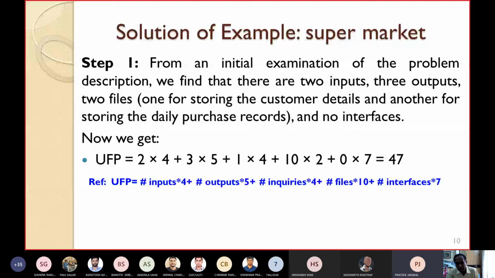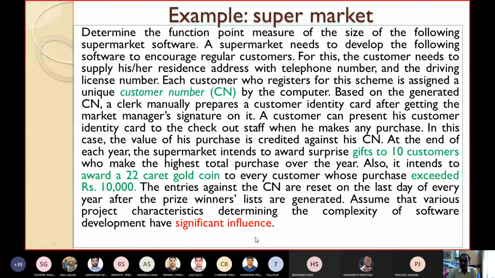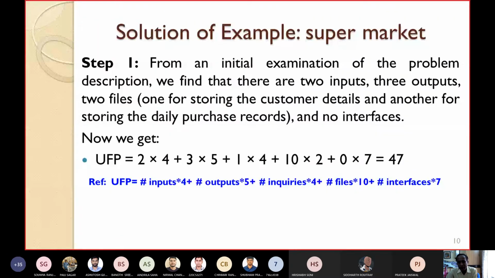Sir, here you have taken the inputs as average. For simplicity, to make my job easy, I have taken everything as average, and these are all average values: 4, 5, 4, 2, 7. These are average. I will come to the significantly different ones later on. But please remember there are 2 things: these weighting factors and the values of the system characteristics.